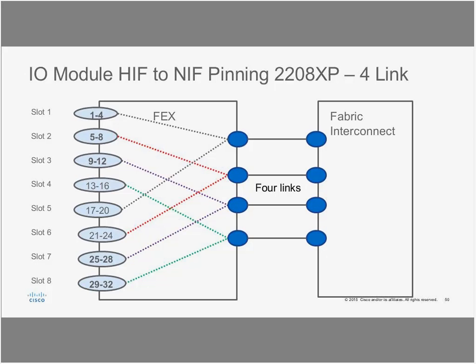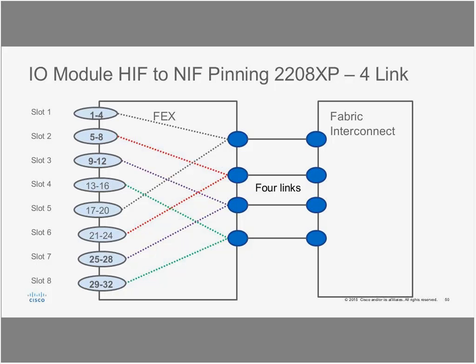All right, so let's say we have four links between the IO modules and the Fabric Interconnect. Obviously, that means that now you only have 2 blades that are using 1 10-gig uplinks. As you can see, the slot selection is 1 and 5 are going to pin to the first one, and so on and so forth.